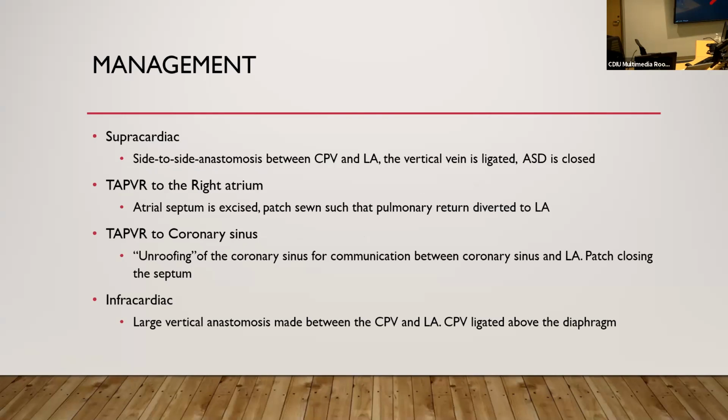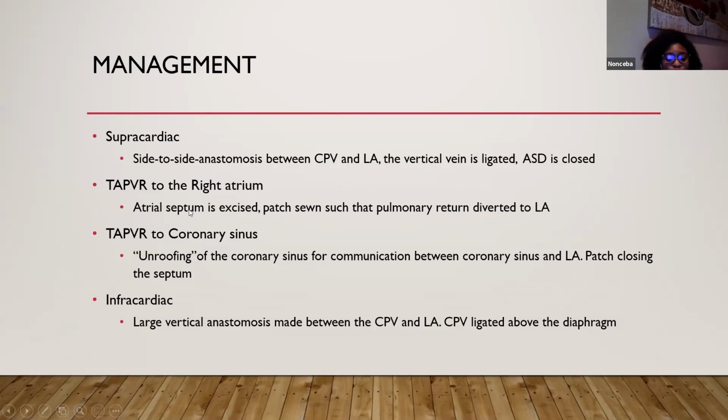And then, the definitive management, the point is that you need to return the pulmonary drainage into the left atrium. So for the supracardiac, they do a side-to-side anastomosis between the pulmonary veins and the left atrium, and then they ligate the vertical vein, and then you close the ASD. And if it's a TAPVR, then there's another type of surgery where they connect it to the right atrium.